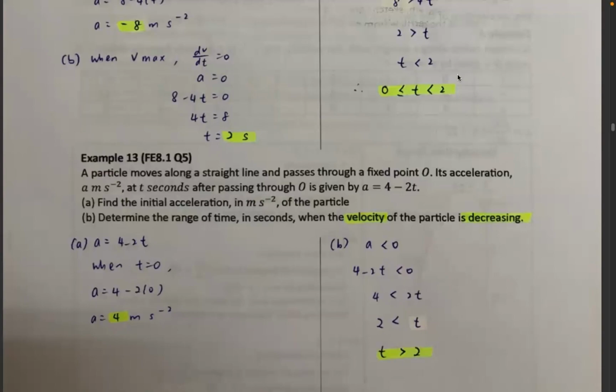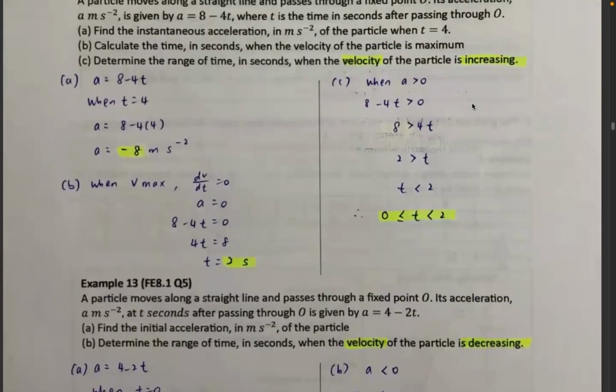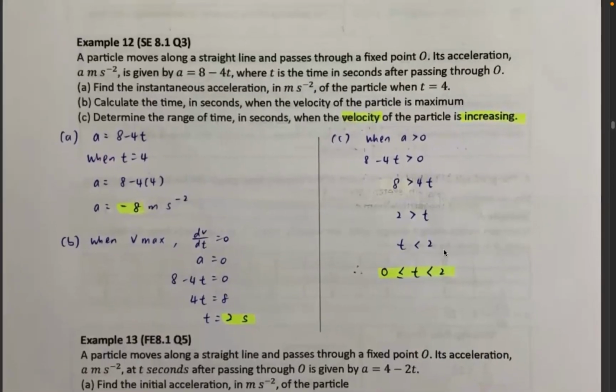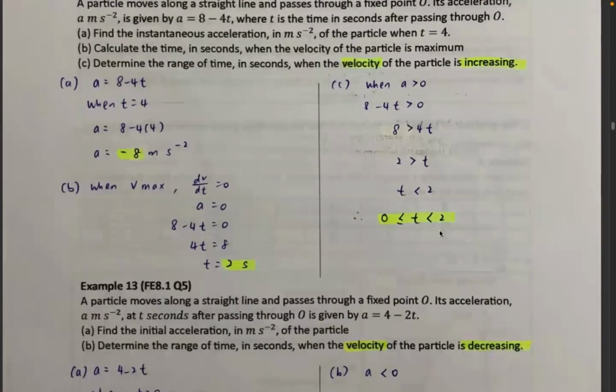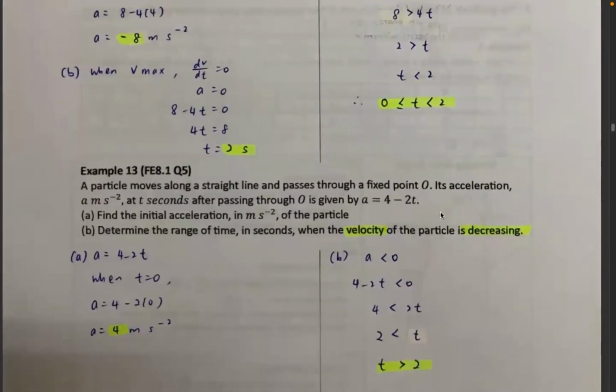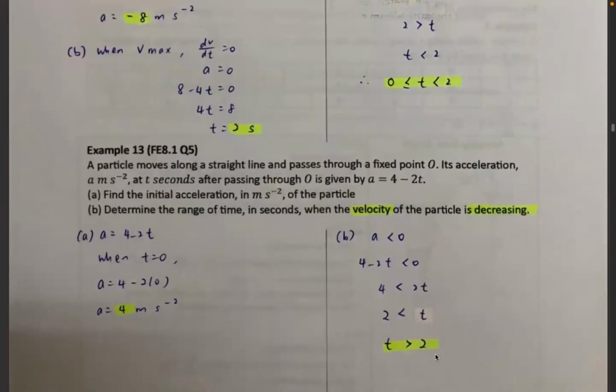Okay, not like just now. Just now, for example 12, the answer is t is less than 2. And t cannot take a negative value. That's why you have to write one more line: t is in between 0 to 2. But for our answer here, t is greater than 2 means the answer is 3, 4, 5, 6, 7. The answer won't be negative. That's why it is correct. Just remain.